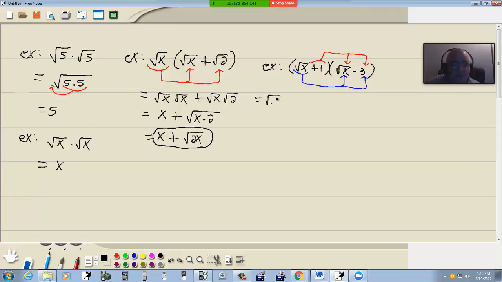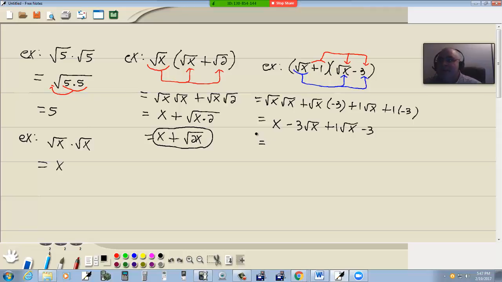So we got square root of x times square root of x. We got square root of x times negative 3. We got 1 times square root of x, and you got 1 times negative 3. Remember, the square roots are the same, they cancel each other, so that gives you x minus 3 square root of x plus 1 square root of x minus 3.